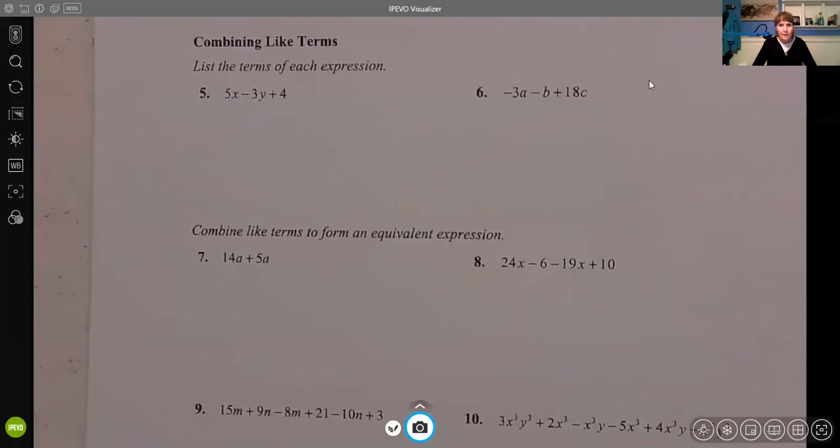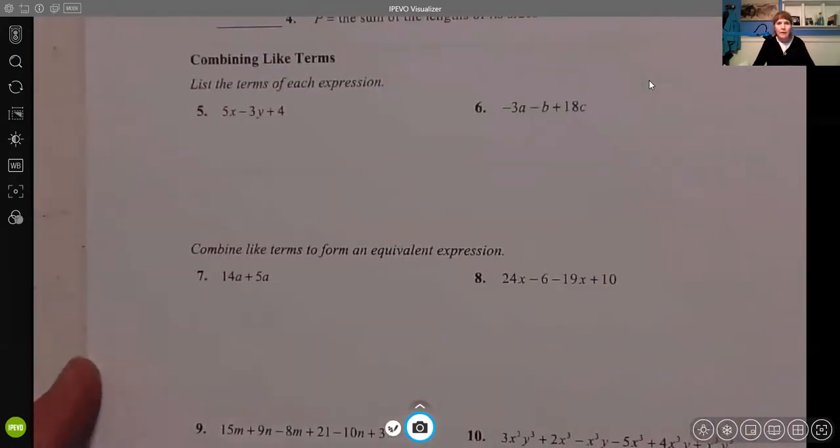Now, this one is 2.7, and I believe it's 2 points. Yes, it is. I've done so many of these. All right, now 2.7, the only thing we're going to do in here is we're going to combine like terms. So that'll be the only topic for this section.